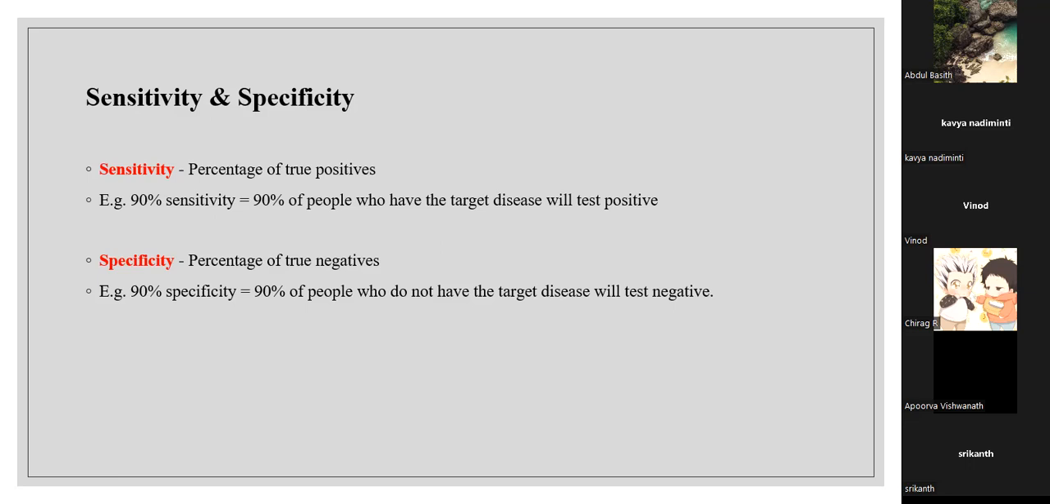Usually we think it is the other way around. Usually we say, if a test has 90% sensitivity, it means 90% of those who have tested positive will have the disease. Yes, sir, it is the other way around.